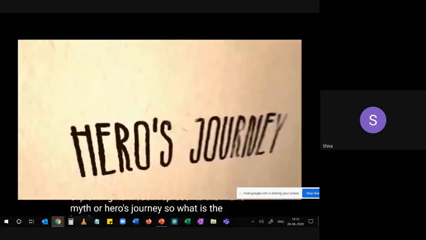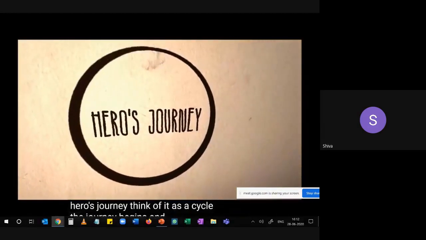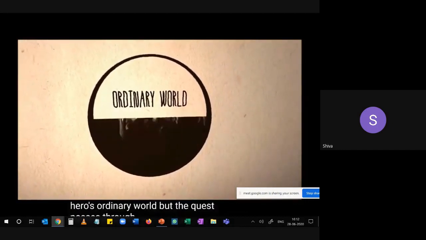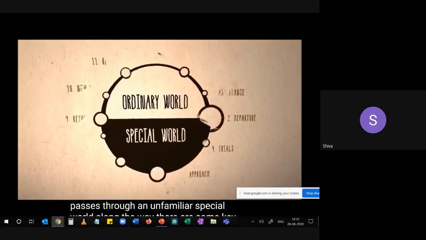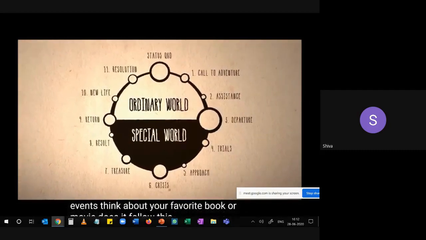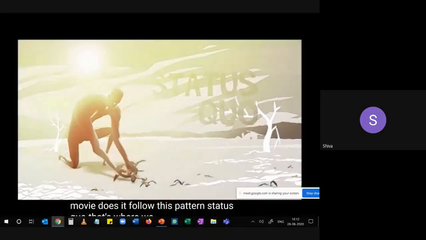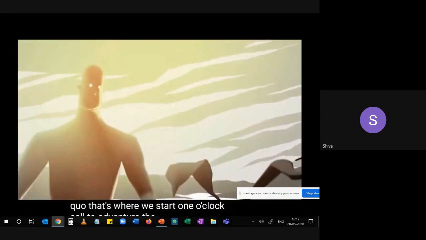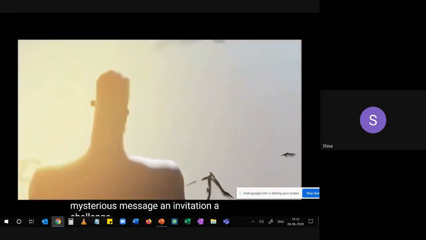So, what is the hero's journey? Think of it as a cycle. The journey begins and ends in the hero's ordinary world, but the quest passes through an unfamiliar, special world. Along the way, there are some key events. Think about your favorite book or movie. Does it follow this pattern? Status quo, that's where we start. 1 o'clock, call to adventure. The hero receives a mysterious message, an invitation, a challenge.